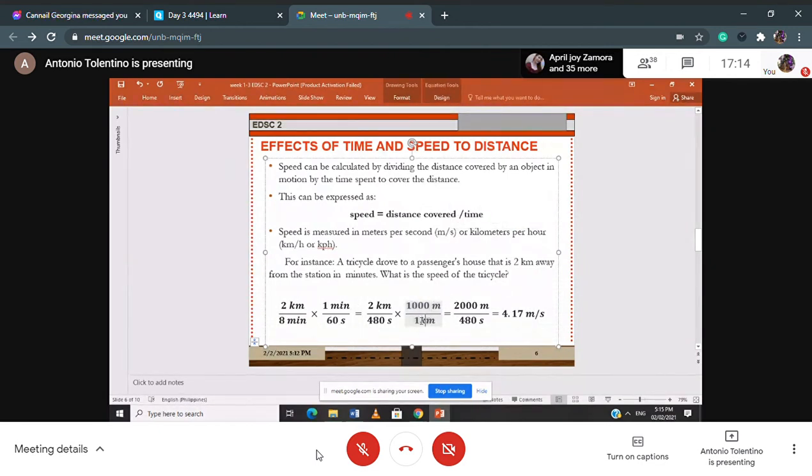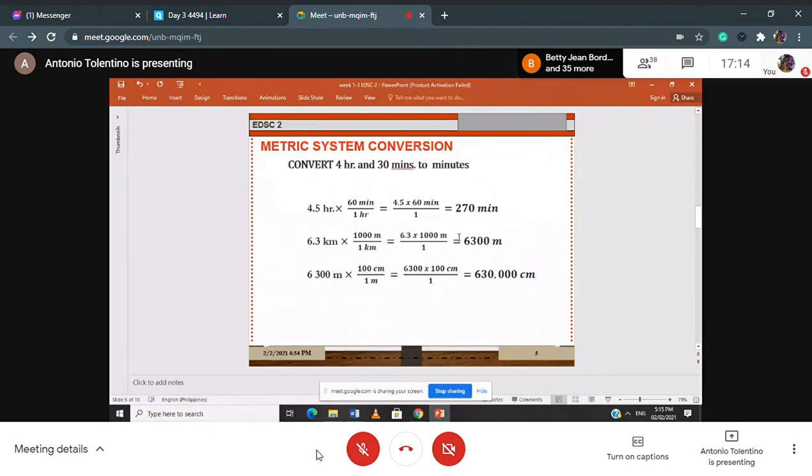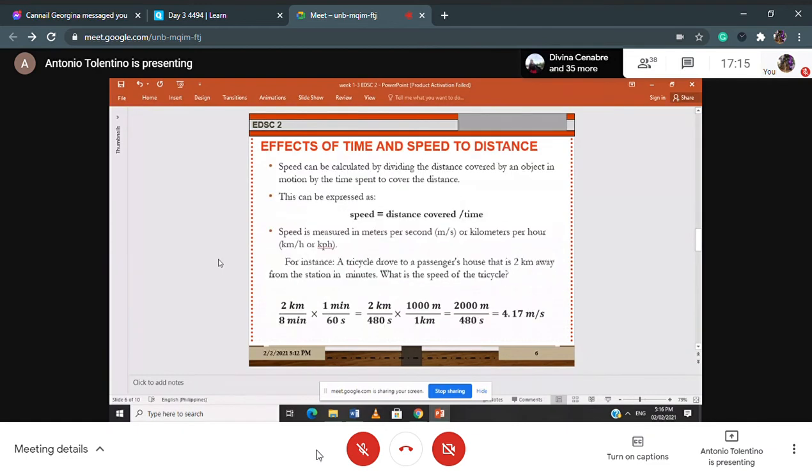To convert it, we are going to do the same way as what we did here. 1 hour equals 60 minutes. 1 kilometer is equal to 1,000 meters. 100 centimeters is equal to 1 meter. These are the conversions. These numbers are all conversions we use to convert this data into this data, from kilometer to meter per second.